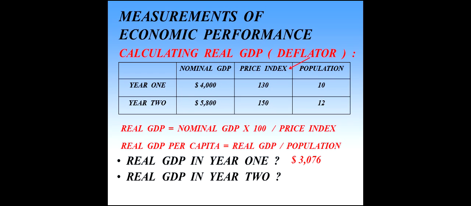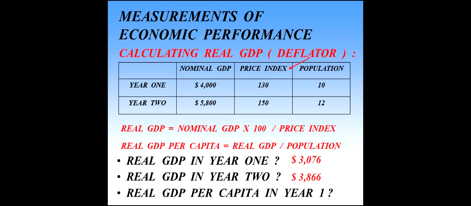So here's another exercise. What's the real GDP in year 2? And the answer to that is 3,866. So let's take a crack at the GDP per capita. And what's the real GDP per capita for year 1? We take the 3,076 divided by the population, and it's 307.